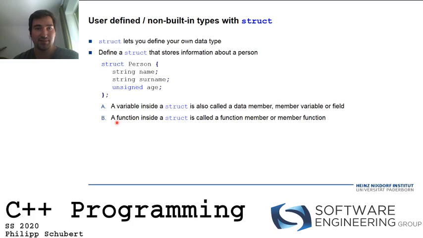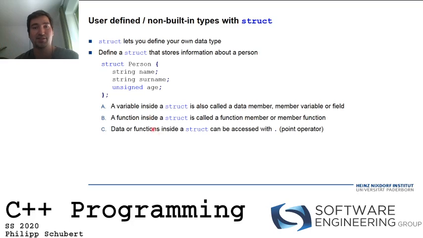You can also, and we are going to have a look at that on the next slides, define functions inside of a struct. So you can not only store variables in that type definition, but you can also have functions inside of a struct type. And this is then called a member function or a function member. And everything which is stored or defined in such a structure can be accessed with the point or dot operator.